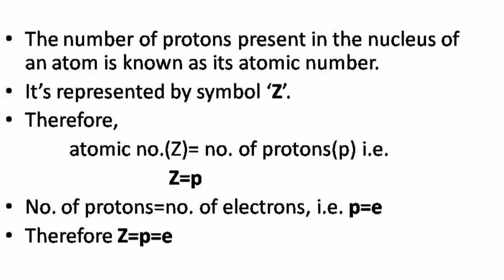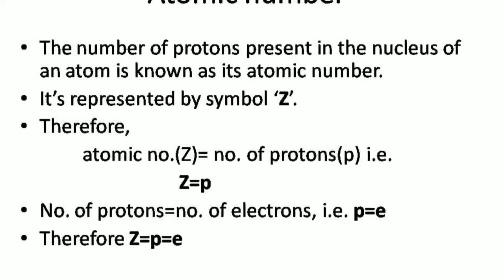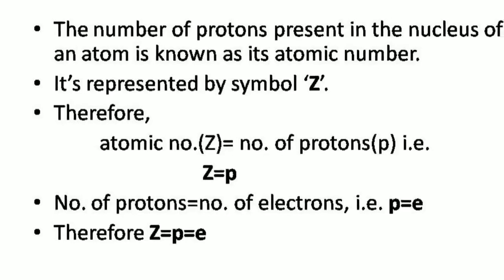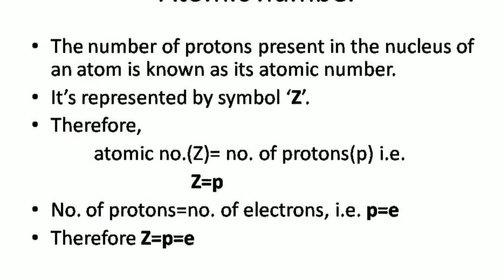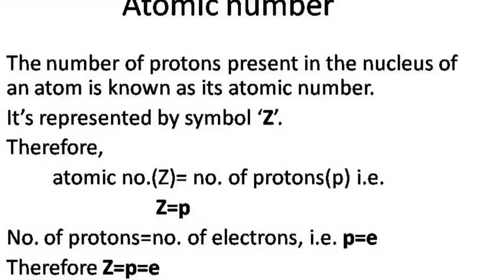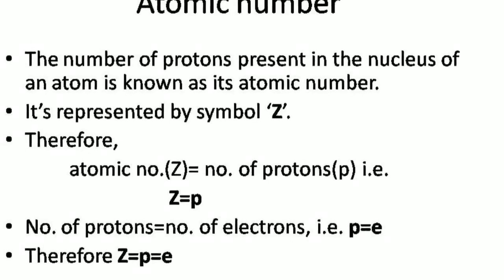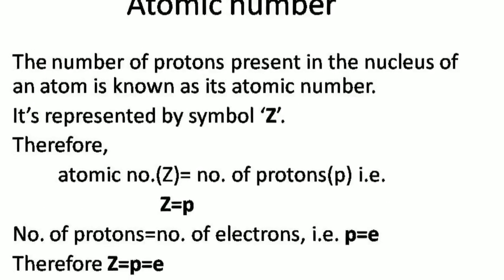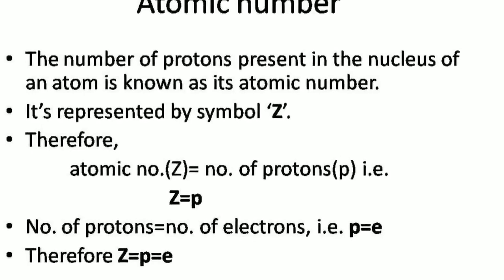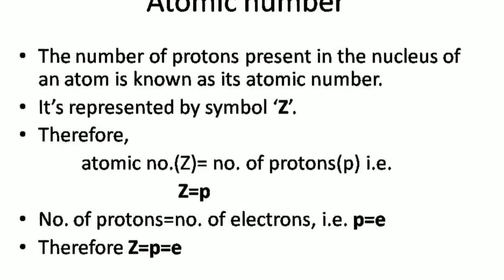Our first topic is atomic number. Atomic number is the number of protons present in the nucleus of an atom. It is represented by the symbol Z. Atomic number is equal to number of protons, that is Z is equal to P.